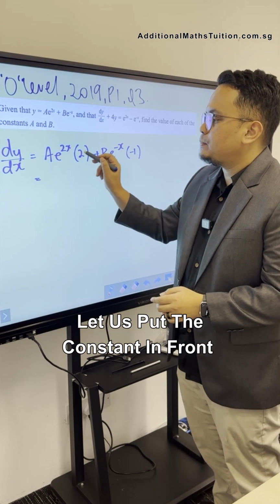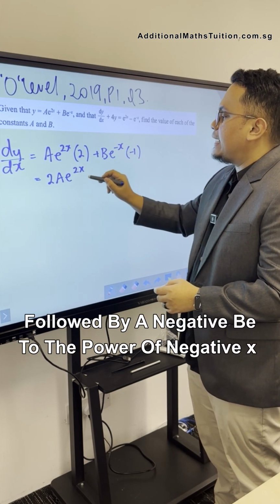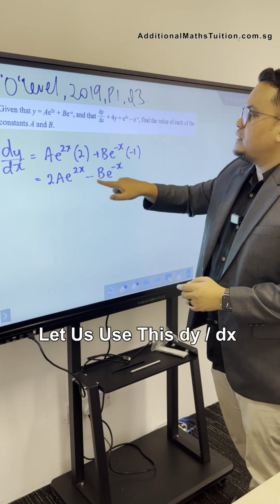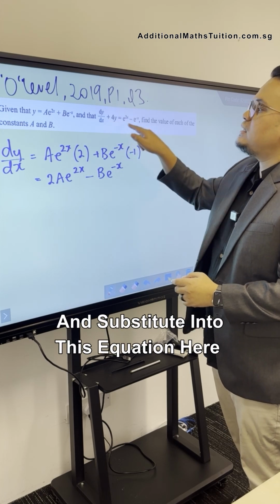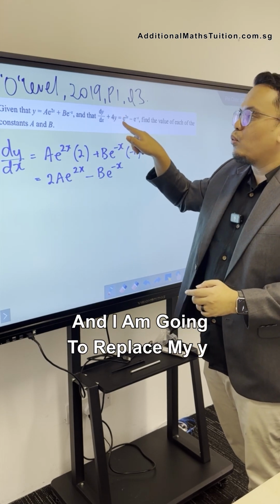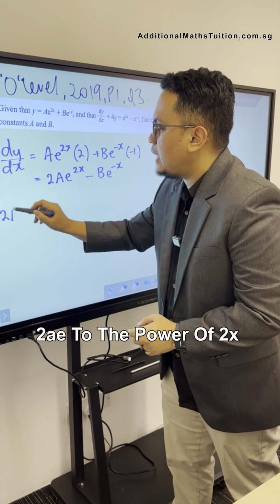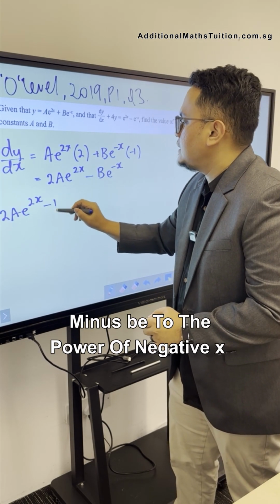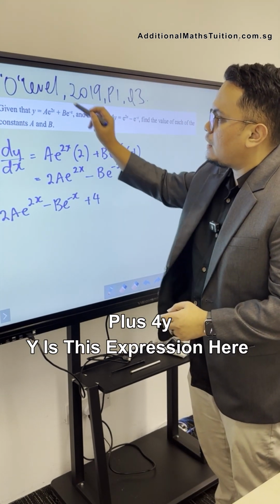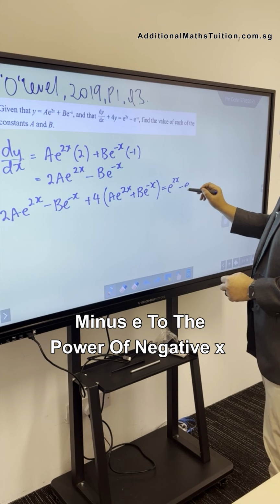Let's simplify this. Let's put the constant in front. So we have 2ae to the power of 2x, followed by a negative be to the power of negative x. Alright, so dy dx done. Let's use this dy dx and substitute into this equation here. So I'm going to replace my dy dx with this expression, and I'm going to replace my y with this expression there. So let's do the substitution now. Okay, so this means that we have 2ae to the power of 2x minus be to the power of negative x plus 4y. Y is this expression here, and this is equals to e to the power of 2x minus e to the power of negative x.